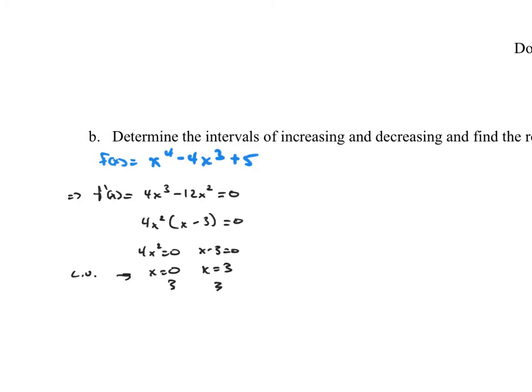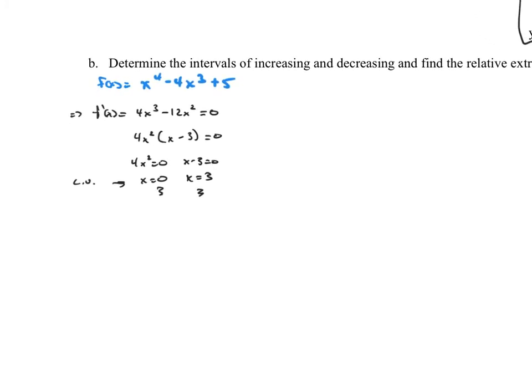Okay, so let's continue. What do we do from that point on? From that point on, we need to create our number line. We break it up at those critical values, which were 0 and 3. We know our derivative at those critical values is 0. We look at the first interval, which would be negative infinity to 0, the second interval, which would be 0 to 3, and the third interval, which would be 3 to infinity.